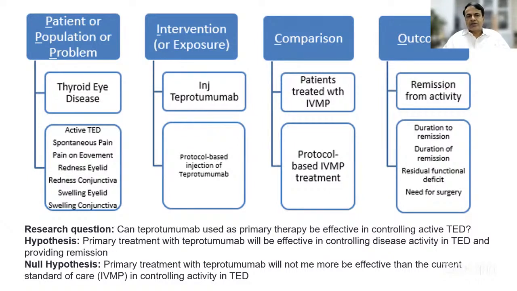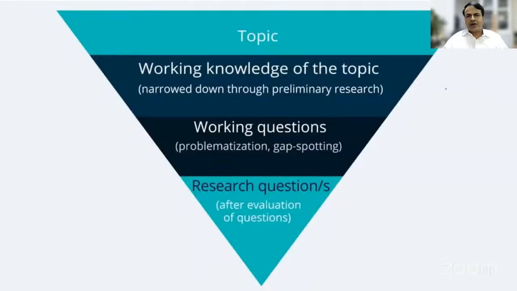So the hypothesis here would be primary treatment with teprotumumab will be effective in controlling disease activity in TED and in providing remission. And the null hypothesis naturally would be primary treatment with this particular drug will not be more effective than the current standard of care, which is IVMP, in controlling activity in thyroid eye disease.